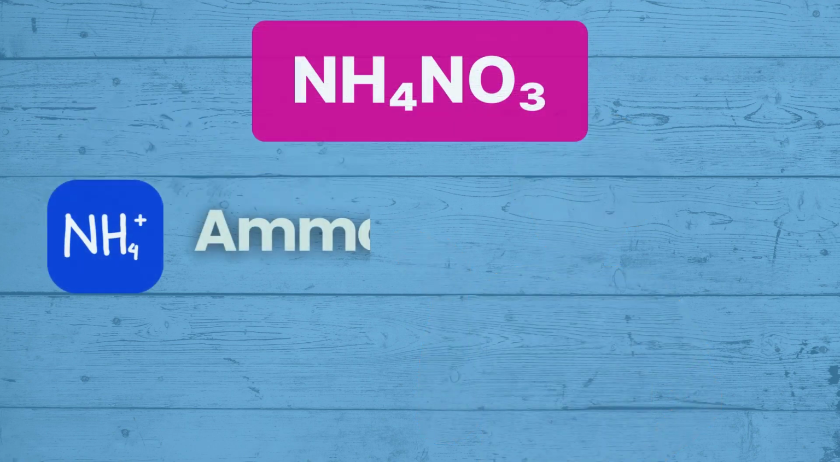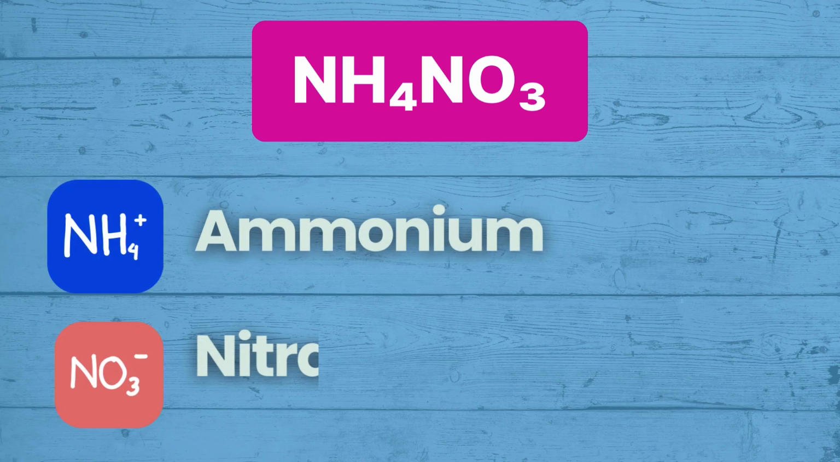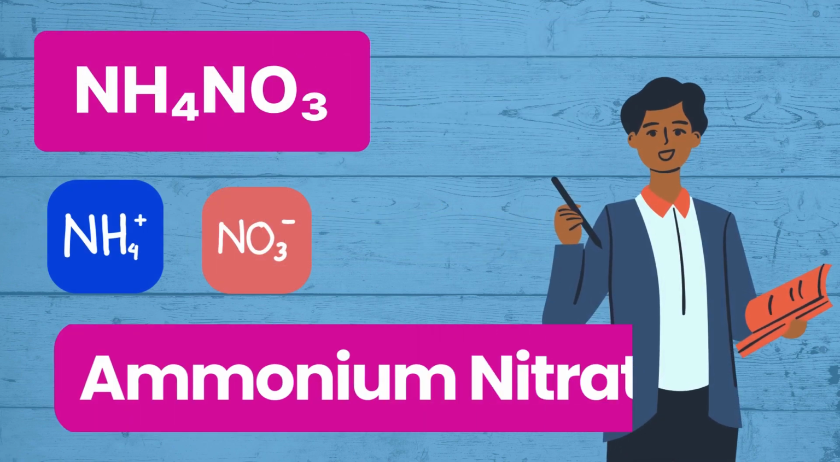NH4NO3 is made of the polyatomic ion ammonium, NH4 1 plus, and the polyatomic ion nitrate, NO3 1 minus, so it is ammonium nitrate.